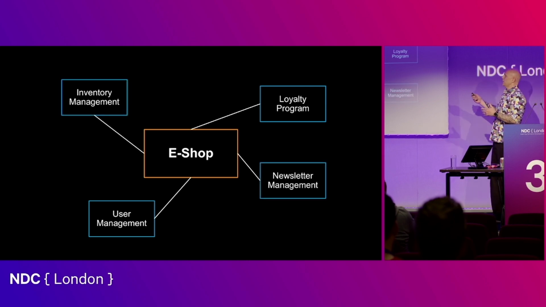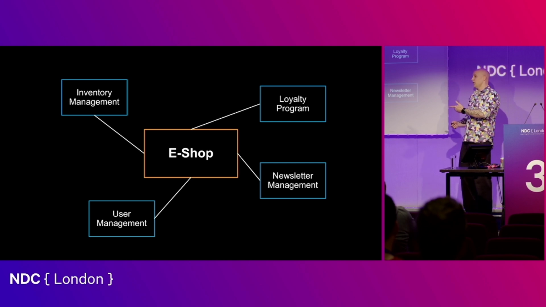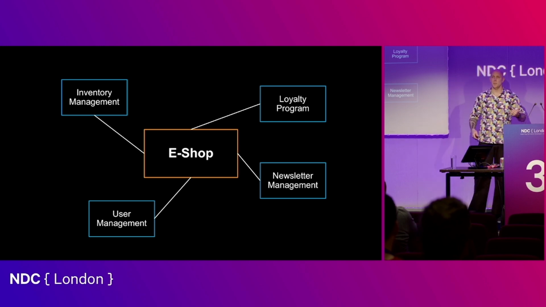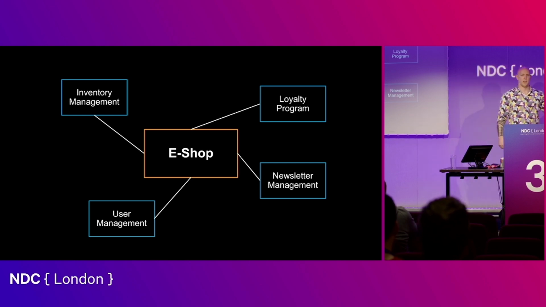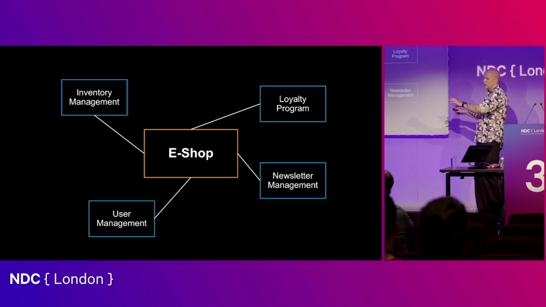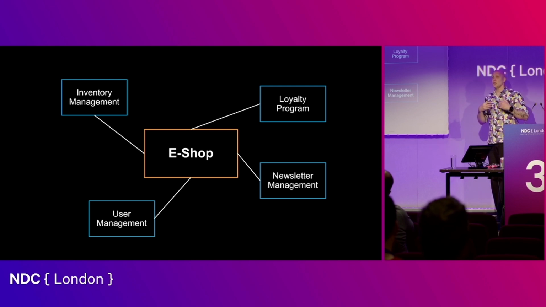And then for my eShop, I might need inventory management and newsletter management, but they are generic subdomains because honestly, inventory management is complicated, but I can go and buy that off the shelf on the internet. And newsletter management, I can go and buy that as a service on the internet as well. So they are generic subdomains that I need to have, but somebody else has already solved it, so I'm just going to pay for those.